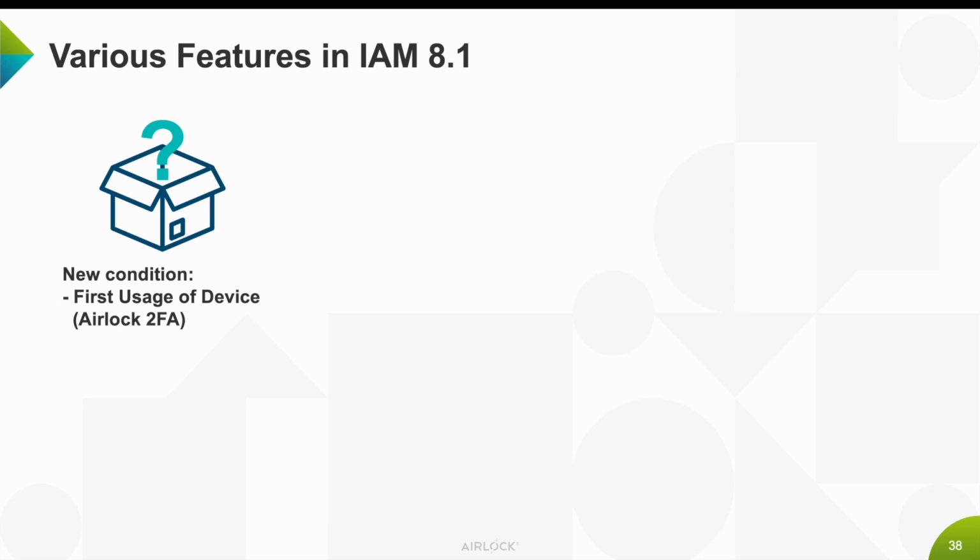Then we added a new condition which can be used in all kinds of flows, which looks if an authentication device or an authentication token has been used for the first time or not. Currently, it only works for Airlock 2FA tokens, but it might be extended to other tokens in the future. So with this new condition, you can now design your flows according to whether a device was used for the first time or not. To give you an example, you would maybe want to involve a password after enrollment with the first usage of a device, but not afterwards.